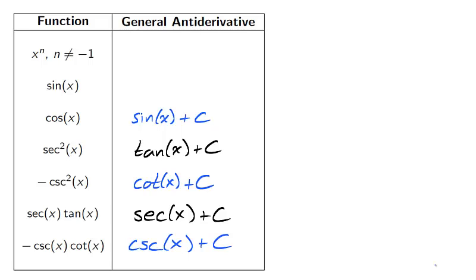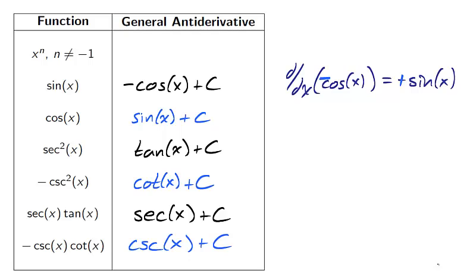The first two functions on our list are not as simple to calculate as the bottom of the list, but they are the most useful. The derivative of cosine is negative sine, so the derivative of negative cosine is sine. Therefore, the general antiderivative of sine of x is negative cosine of x plus c.